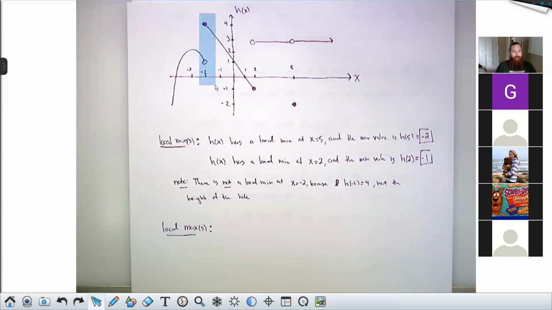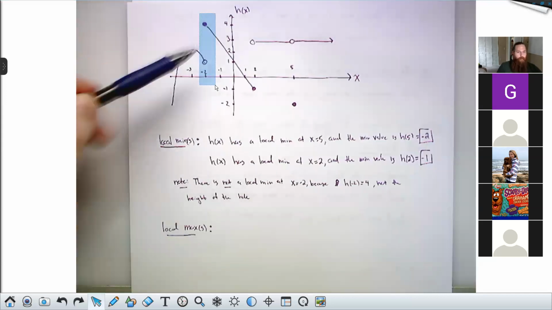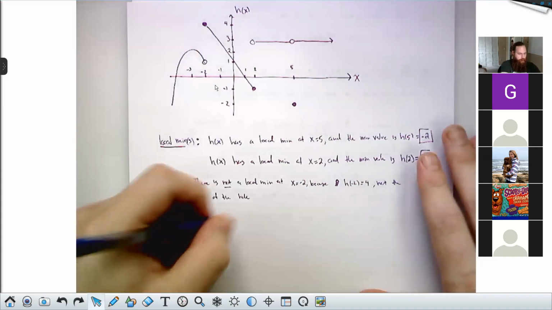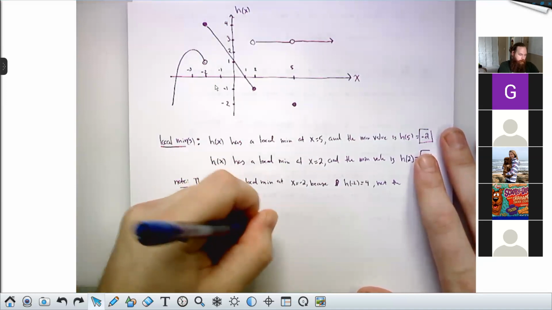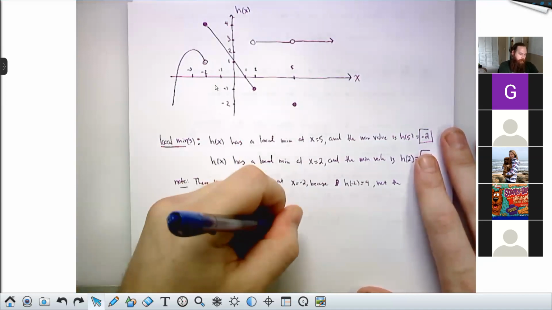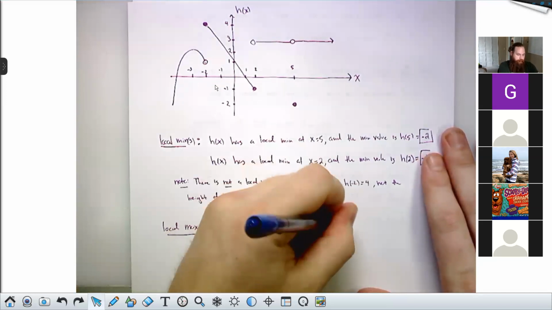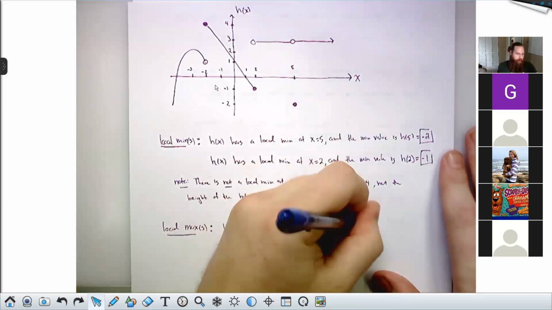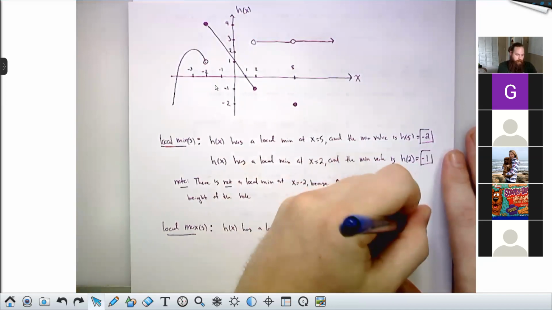Good. Yeah. There's not a local min at -2. There's a local max there because this point is actually the tallest point anywhere in this window. So h has a local max at x equals -2, and the max value is 4.